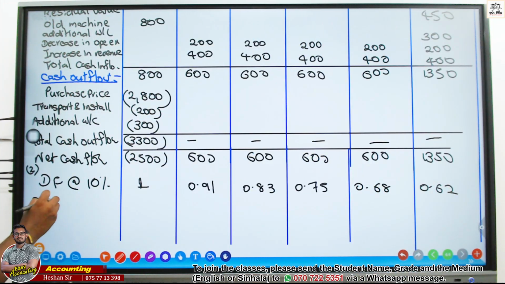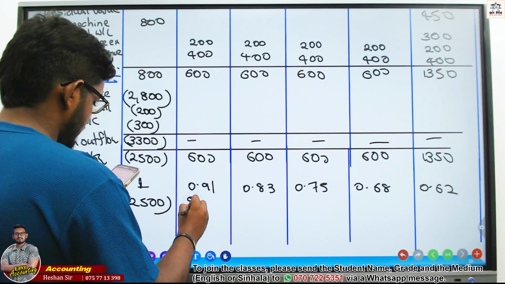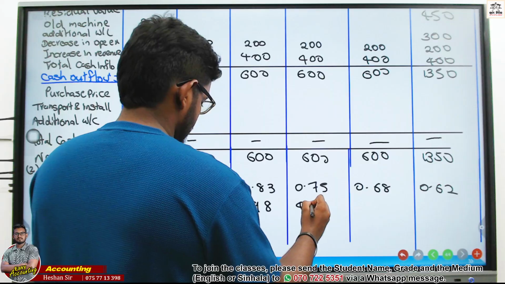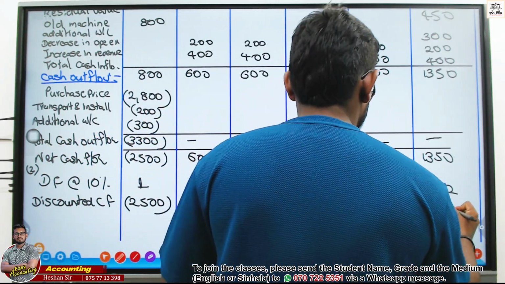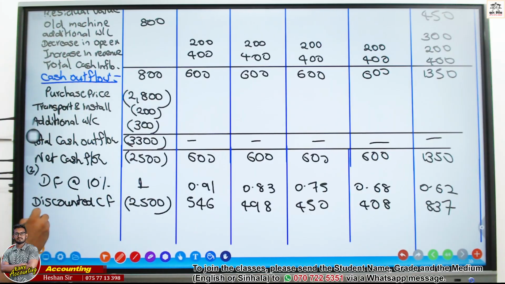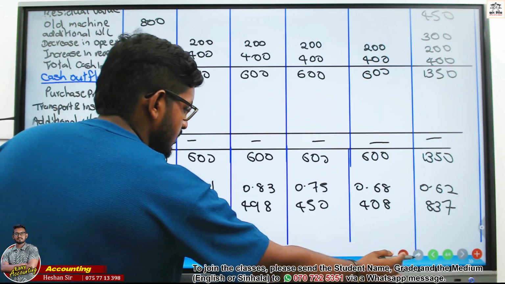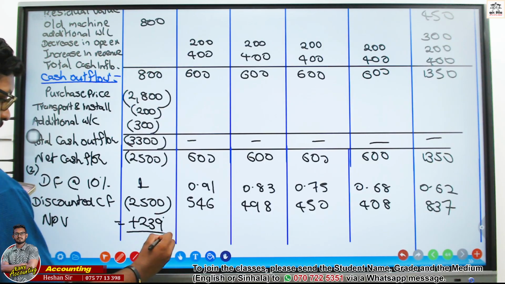Then discounted cash flow 2500 in here. Then 546, 498, 450, 408, 836. So you can see the NPV is plus 290, 239. The net impact of all these three, 293, 239.